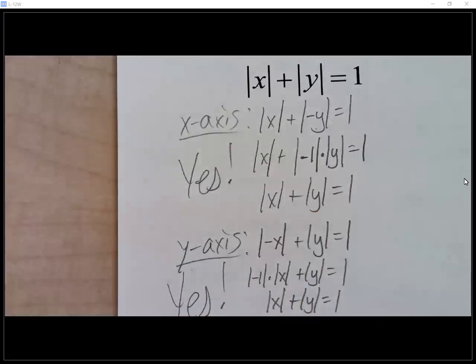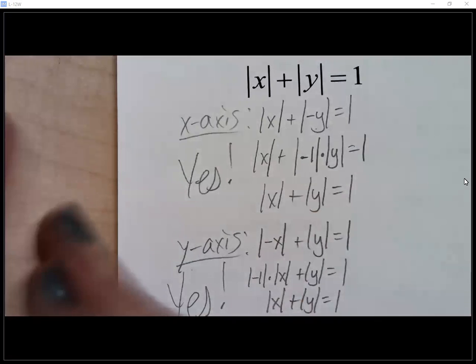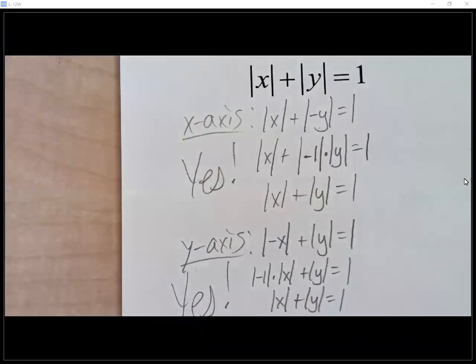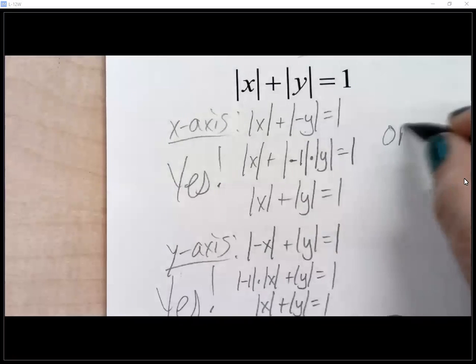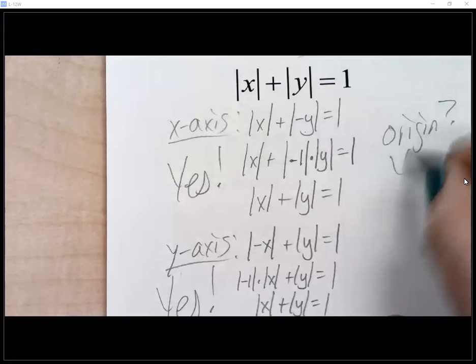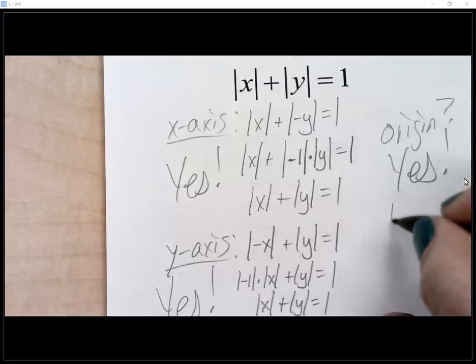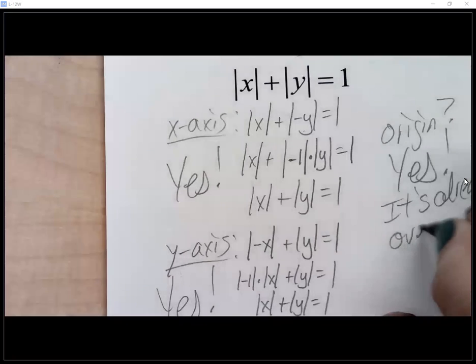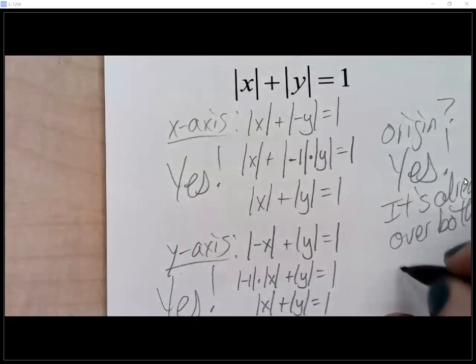I'm fairly confident, I will double check, but I'm pretty sure that if it's yes over the x and yes over the y, it's got to be yes over the origin, right? Because you folded it twice. So we don't even have to test for over the origin. It should automatically be a yes. If you have yes and yes already, it should be yes over the origin. Origin? Yes. That's already over both.